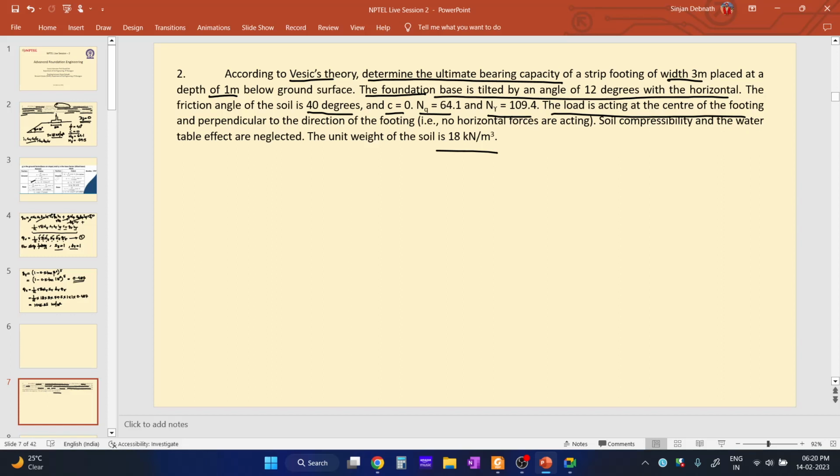First let me draw the picture. The foundation base is tilted by an angle of 12 degrees with the horizontal. The width is 3 meter and it is placed at a depth of 1 meter below the ground surface. Okay, fine. So suppose this is a ground surface and the foundation base is tilted like this.